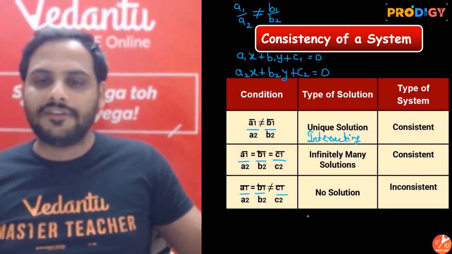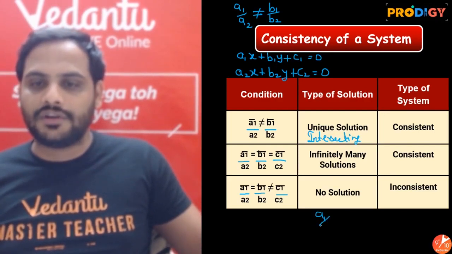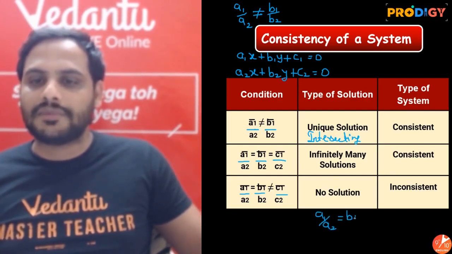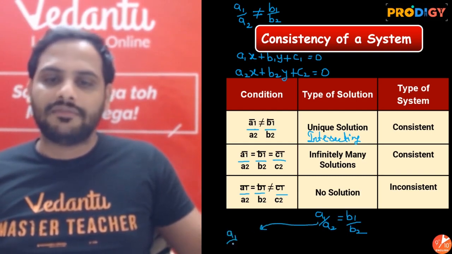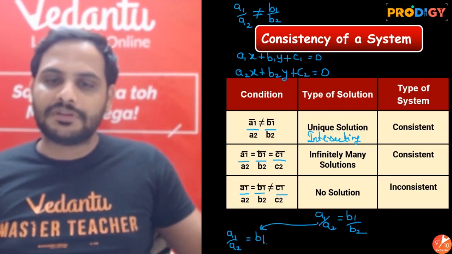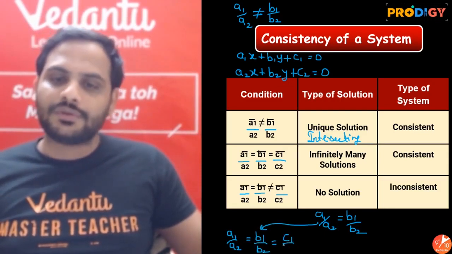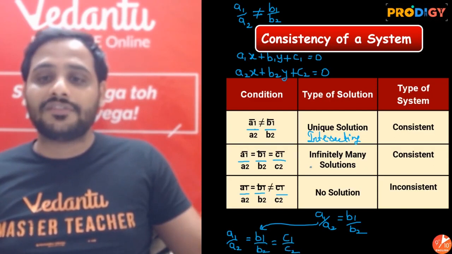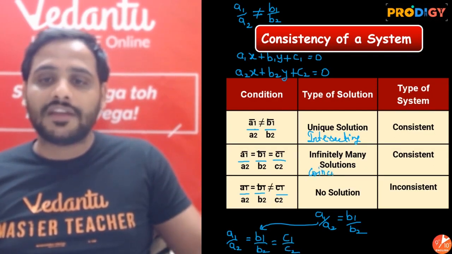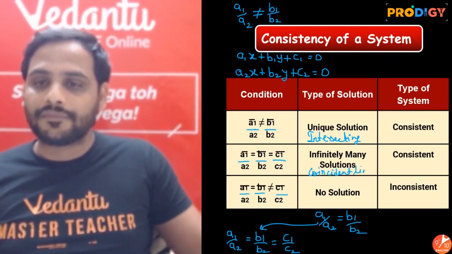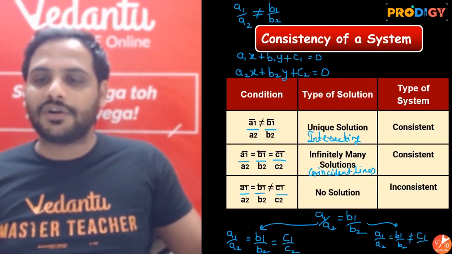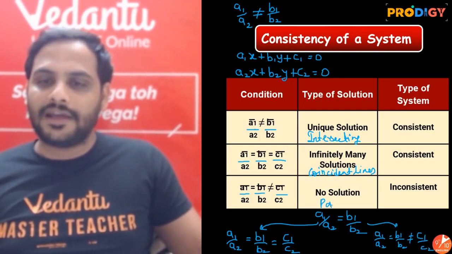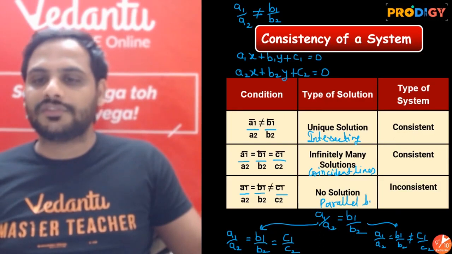Then next case, sir, if a1 by a2 becomes equal to b1 by b2, in that case I will get two conditions. One is when a1 by a2 is equal to b1 by b2, and suppose c1 by c2 is also equal. So in that case, guys, you will get infinitely many solutions, or we can say coincident lines. And the second case is a1 by a2 is equal to b1 by b2, but c1 by c2 is not equal to them. So in that case, you will get parallel lines, and that means no solutions.